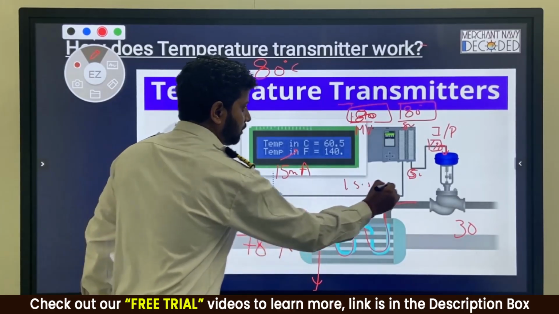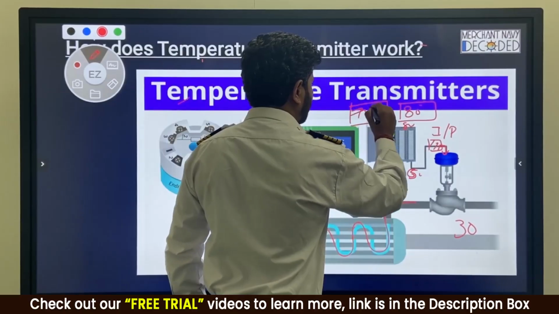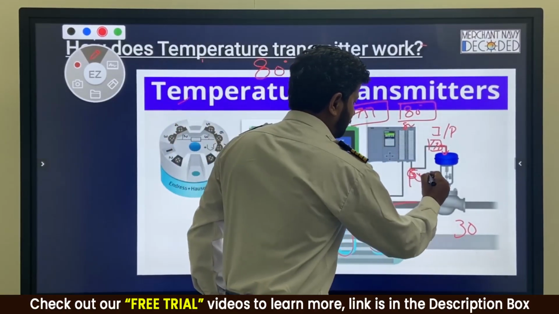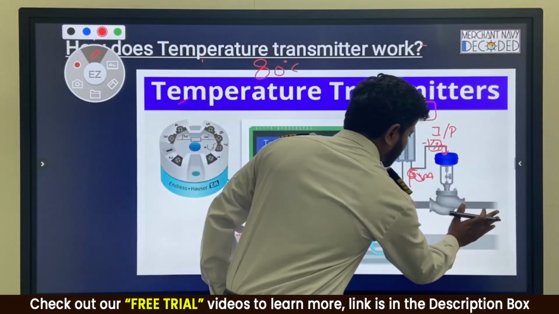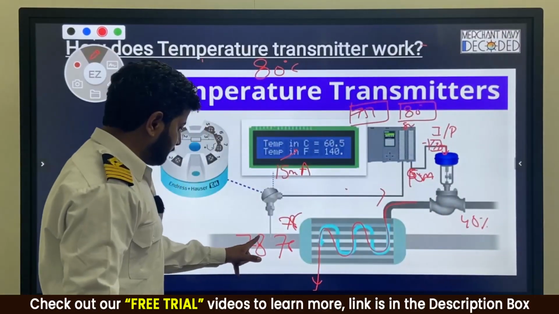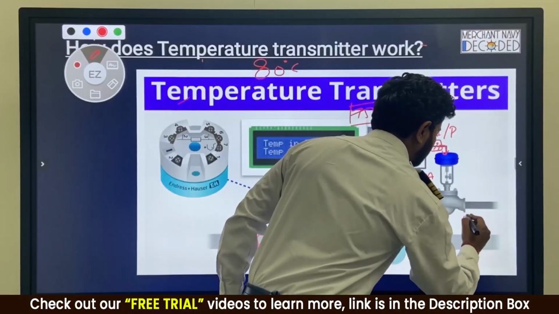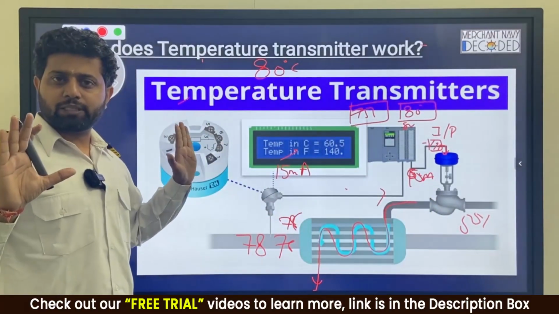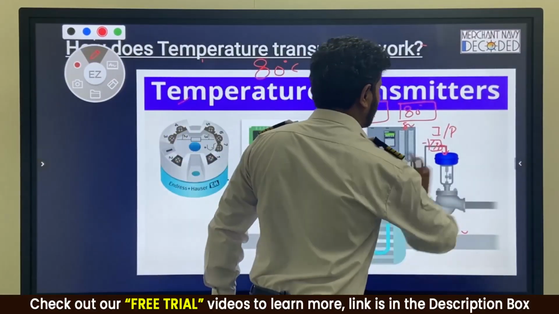Again the signal will go, hey controller, the temperature is dropping. What are you doing? Give more current, 10 milliamps. Open the valve after the IP converter. Valve open 40%. Okay, the temperature is increasing. Okay, open a little bit more, 50%. Yes, now again 80 degrees centigrade, temperature maintained. So this is how the automation works.